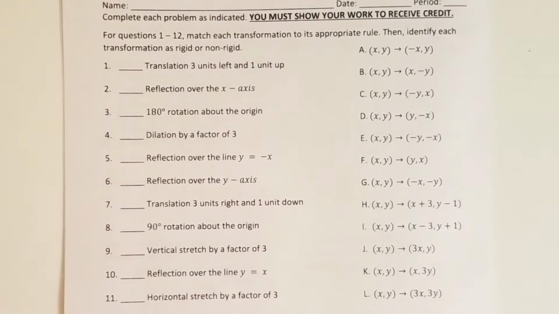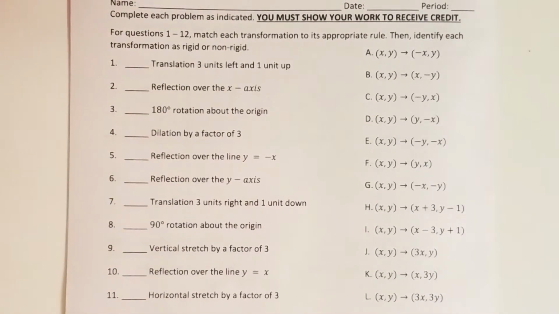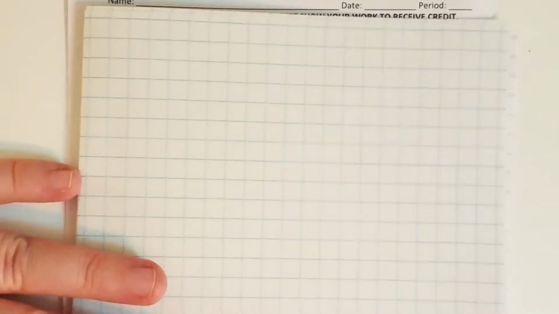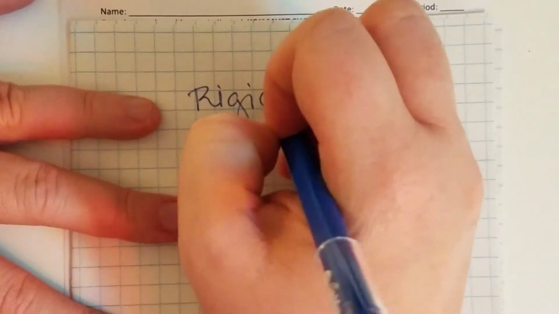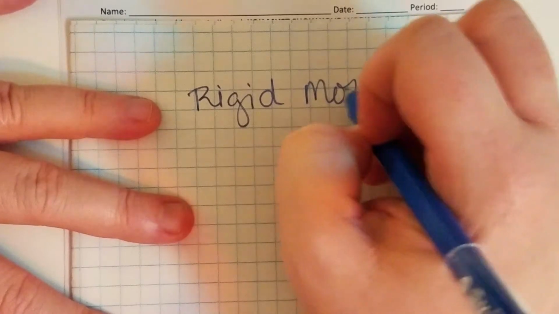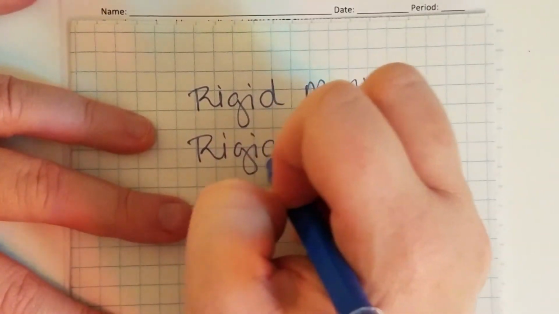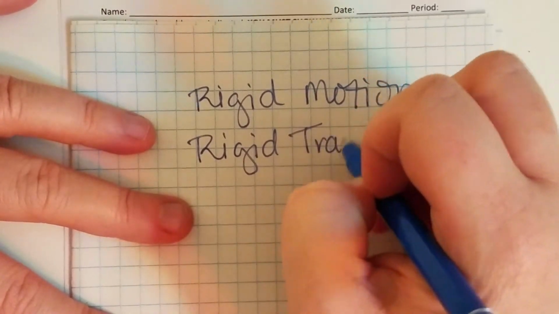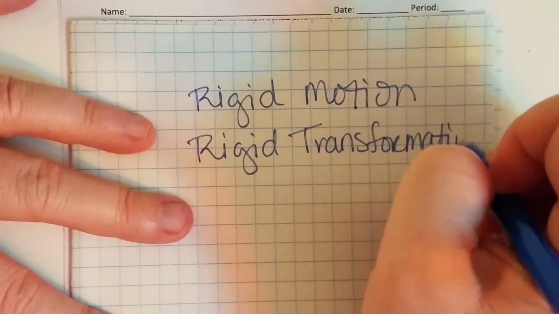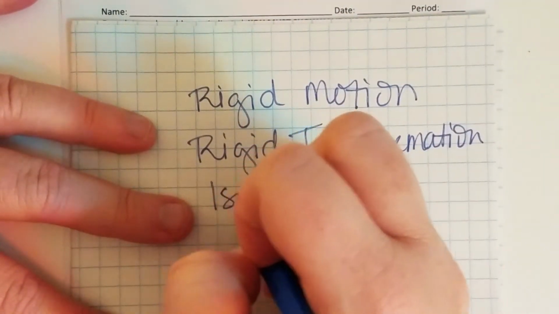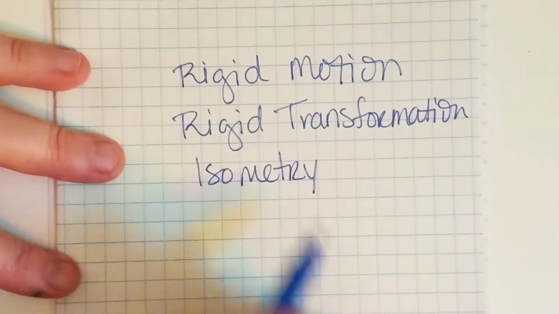And just as a kind of a precursor to this video, the most important thing that you need to know about Unit 2 is what a rigid motion is, which is the same thing as a rigid transformation, which is also sometimes called an isometry. So this is what we're studying here.